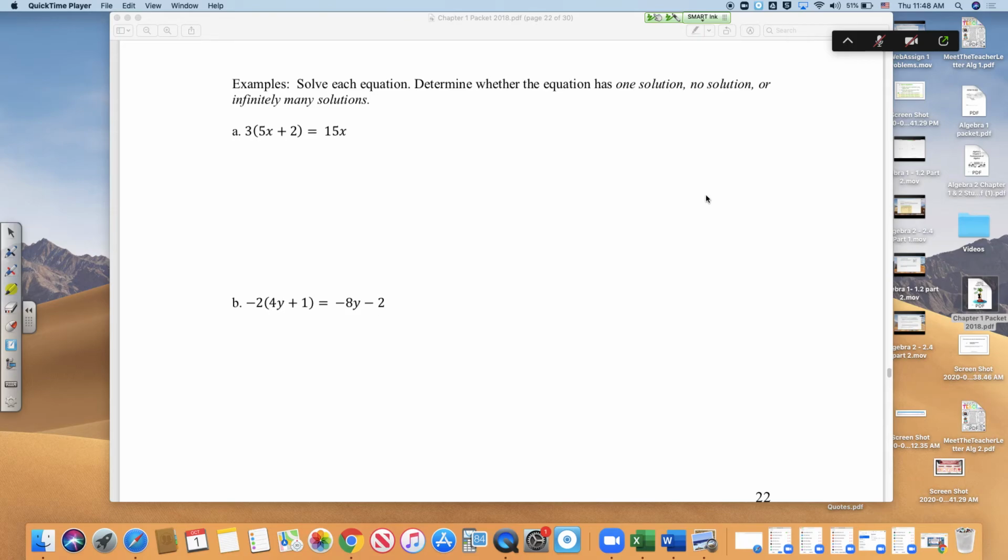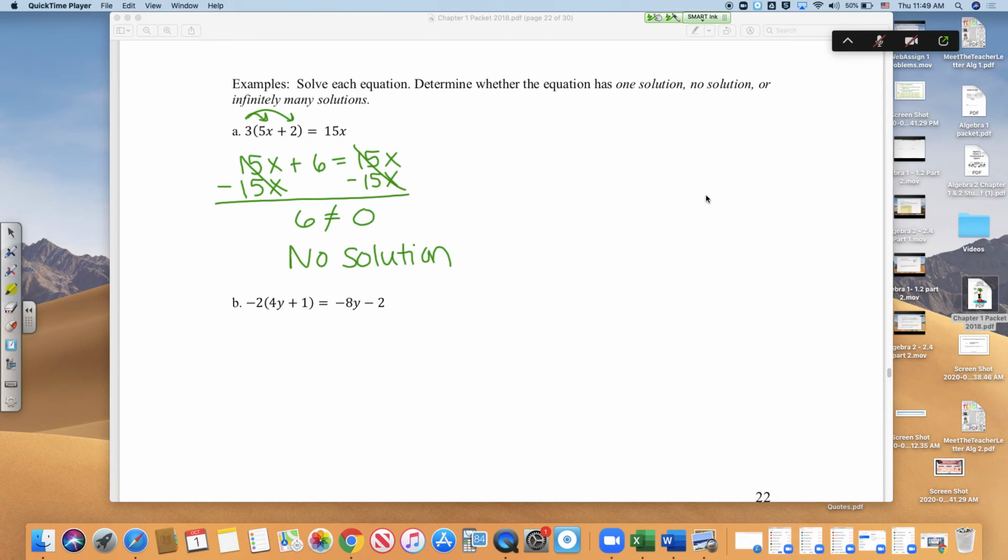So for A, the first thing I would do is multiply everything by 3. 3 times 5x is 15x, plus 3 times 2 is 6. I have the equation 15x plus 6 equals 15x. If I were to solve this, I would subtract 15x to move it all to one side, and I quickly realize that they cancel out. So I'm left with 6 on the left-hand side, and 15x minus 15x is 0. I'm left with a false statement. 6 does not equal 0. Because it does not equal 0, that means that this has no solution.